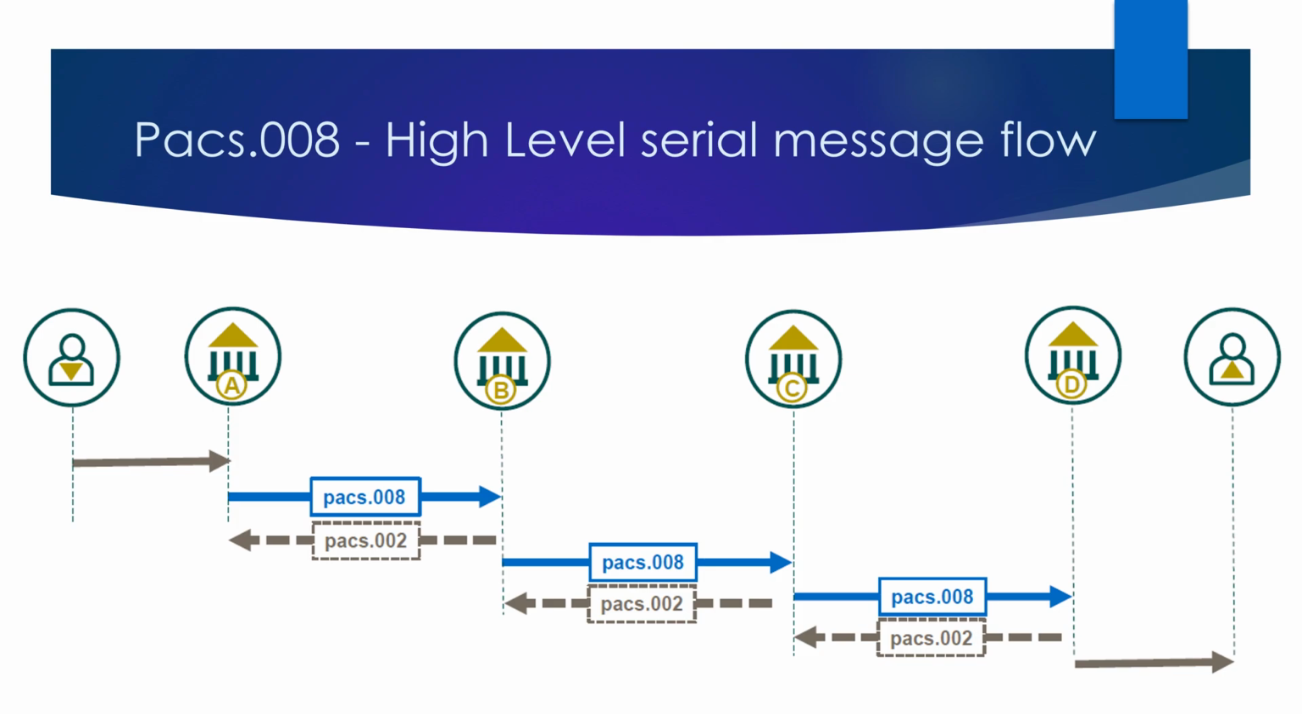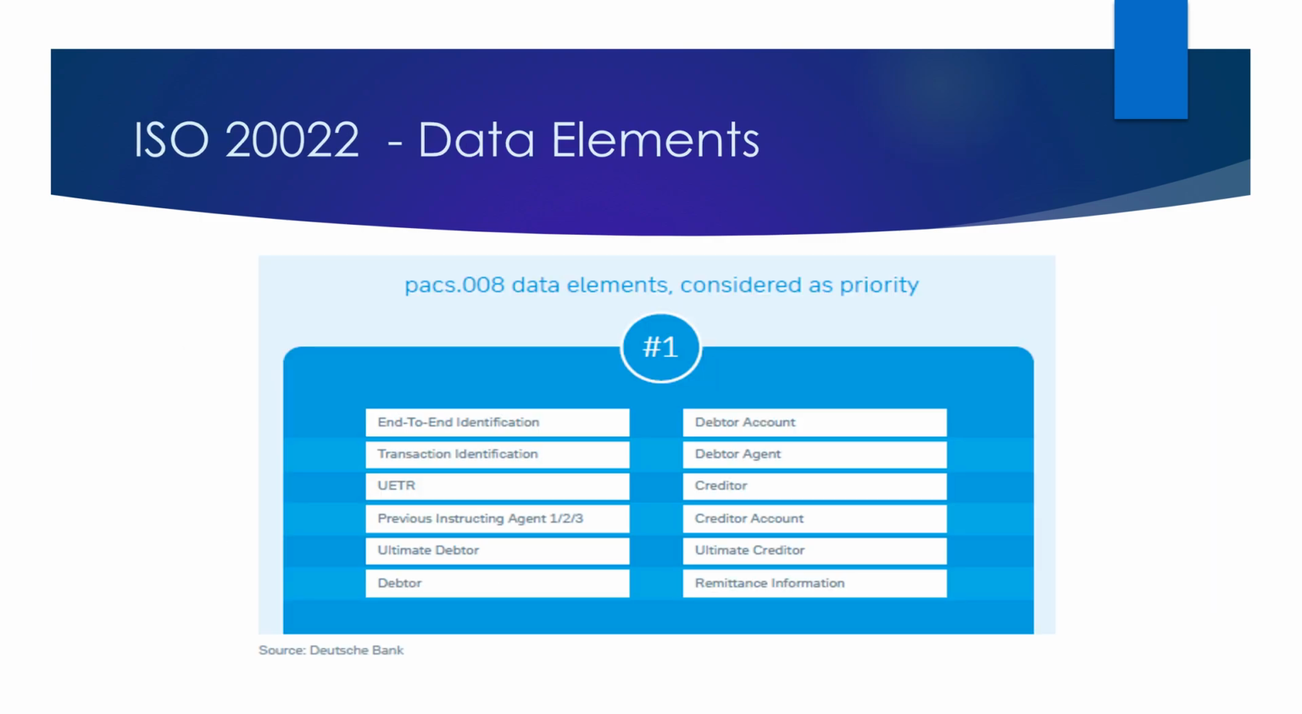But we will touch on the Pacs.008 in much more detail in the next video, where we'll show you the different types of scenarios in which we could have, for example, a cancellation message with a Pacs.004. So a high-level scenario would be we would receive the Pacs.008 and each of the banks will send us an acknowledgement back, in this case the Pacs.002. Okay, on slide 5, this shows us the Pacs.008 data elements which need to be considered as priority.